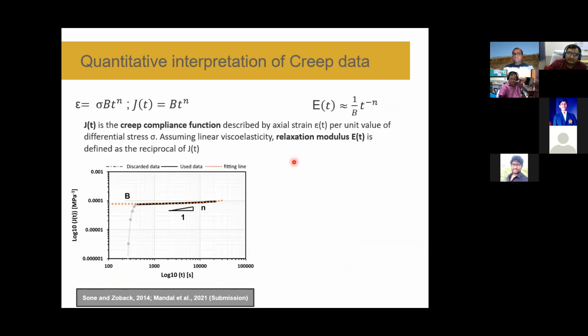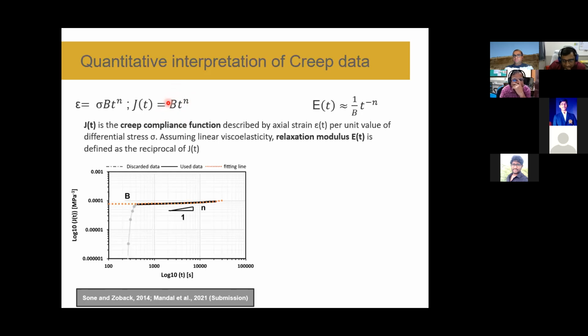The next stage is you can fit the data set using different existing models, or you can build your own model. Several models have been proposed: logarithmic model, power law model, simple 1D power law model. In this scenario, we model the creep compliance function, which is the ratio of strain to differential stress, as b t to the power n. So b and n are two components expressing the creep behavior.